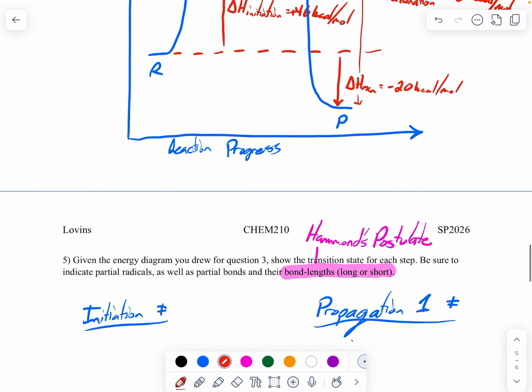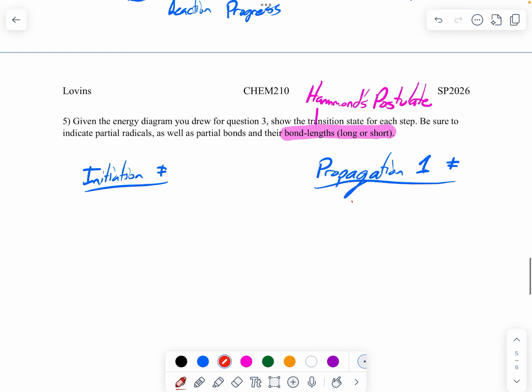So now that we have this in mind, we can work on this last question. Given the energy diagram, show the transition state for each step. Be sure to indicate partial radicals as well as partial bonds and give their bond lengths, long or short. So the first thing that we want to do, before even figuring out the long or short of it, which of course is related to Hammond's postulate, is actually draw the transition states before labeling any bonds as long or short.